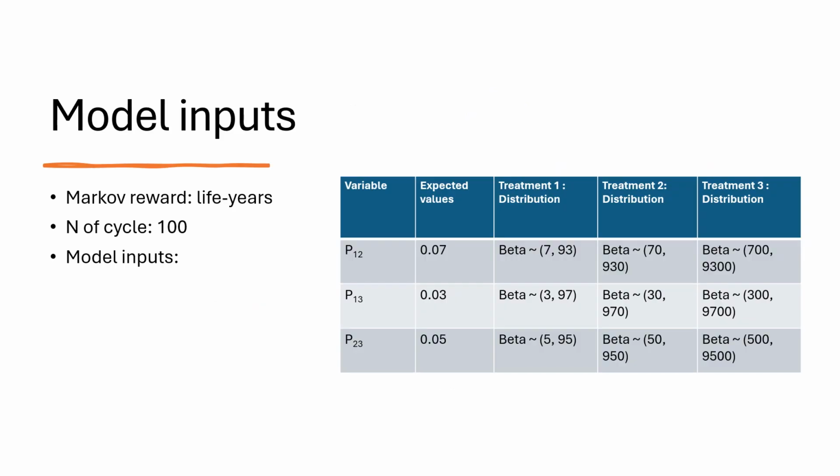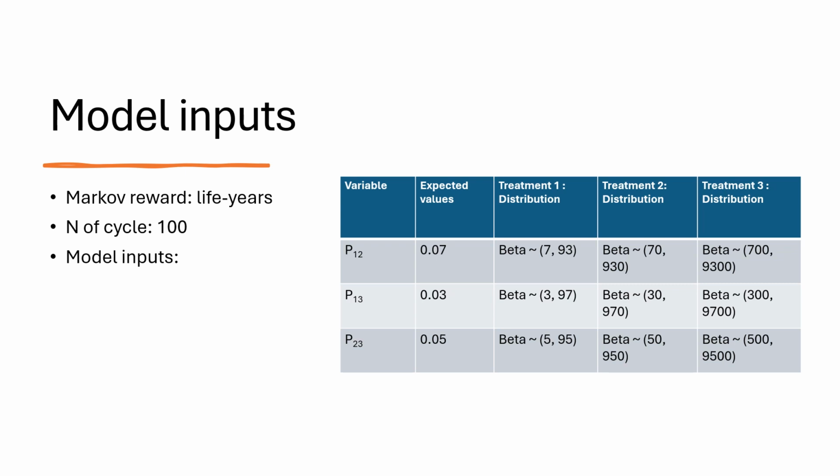We assumed the transition probabilities are constant. We used the duration in the surviving states, life years, as the reward. We set the cycle length at 1 year, the time horizon to 100 years, and did not apply discounting and half-cycle correction. Using this model, we compared different treatments that have the same expected value of model inputs, but were obtained from clinical evidence with different cohort sizes, 100, 1000, and 10,000.